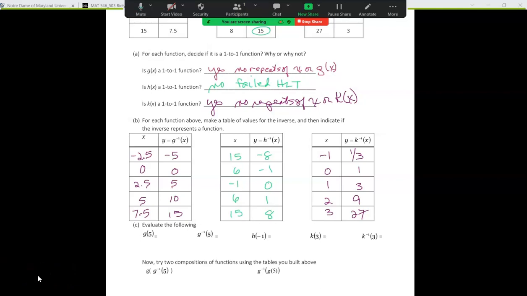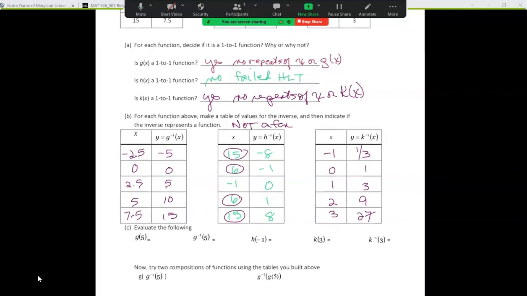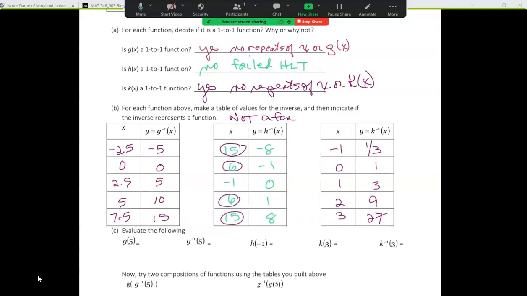So based on our previous explanation, we can say that this is not a function. And how come? Because you are repeating your x's. In this situation, you're going to fail the vertical line test. Okay, so now they want us to evaluate some things. So let's look carefully at what they're asking for.